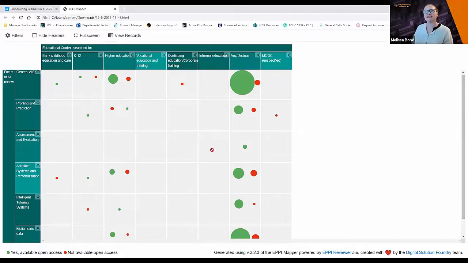So there was a lot less in assessment and evaluation than I expected, and a lot less in intelligent tutoring systems than I expected. And I should just say that where we've coded any or unclear, that either means that the reviewers did not specify that they were focusing on one particular educational level. Perhaps they were just looking at education in general, it didn't matter what happened, or they didn't mention at all what kind of education level they were looking for. And so that's why there's a larger amount there.